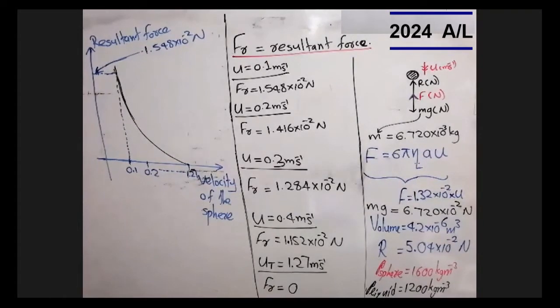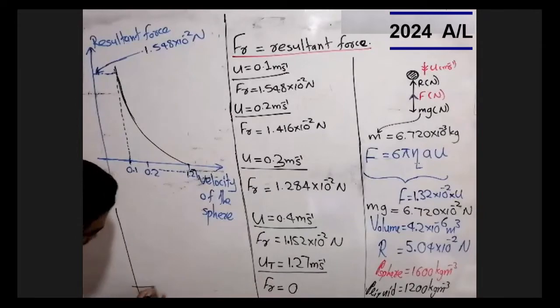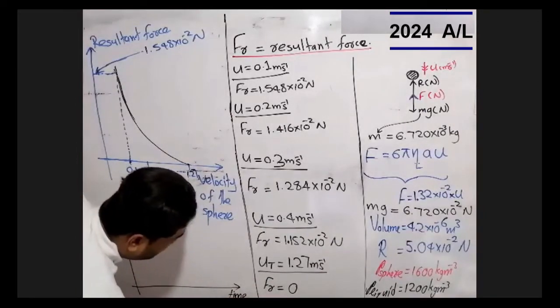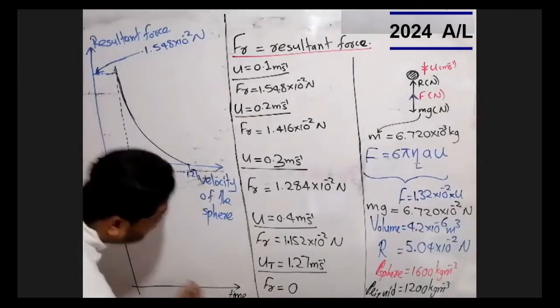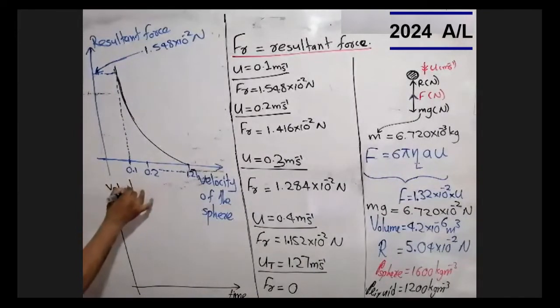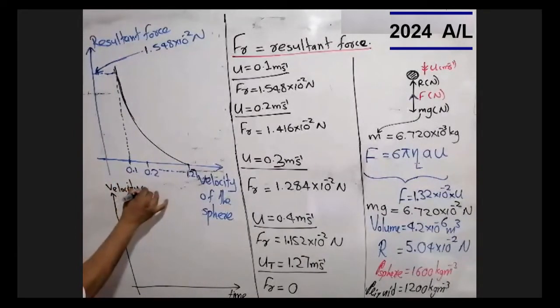What will be the shape of the graph if we draw a graph between velocity and time? This is time, measured in seconds. This is velocity, measured in meter per second. What will be the shape of this graph here?